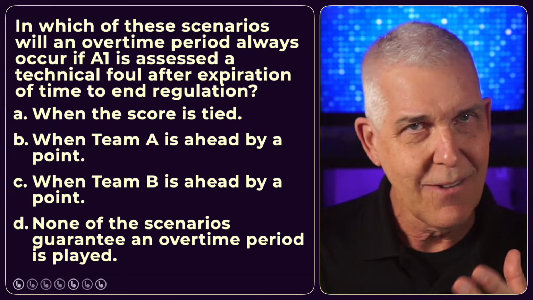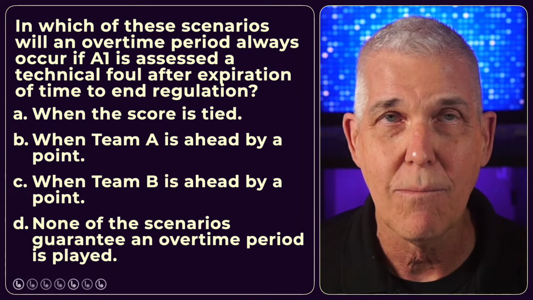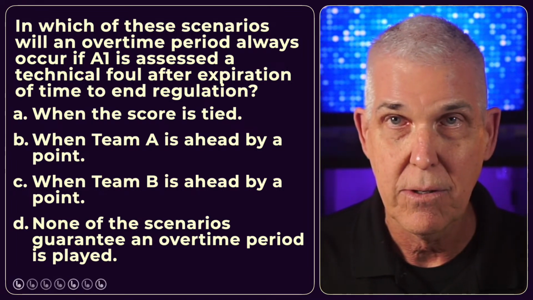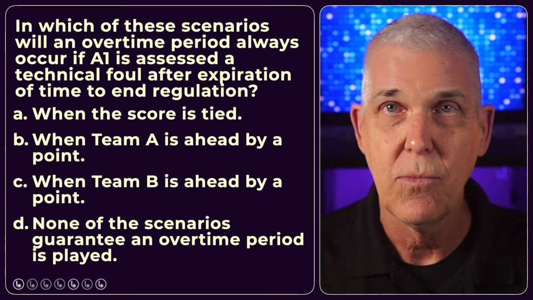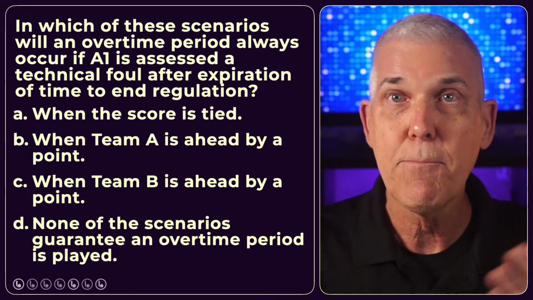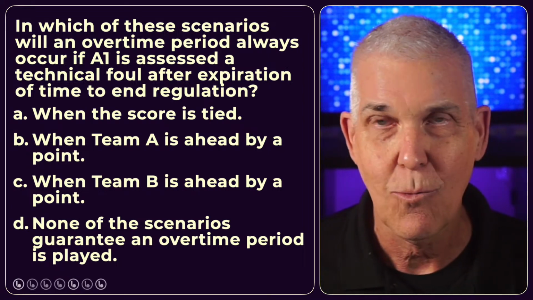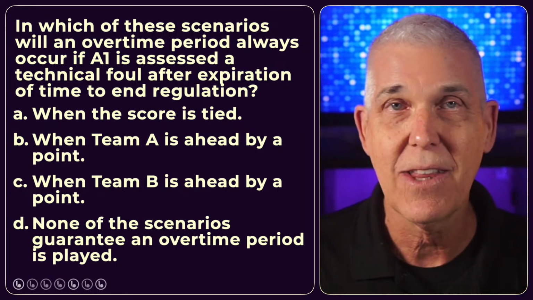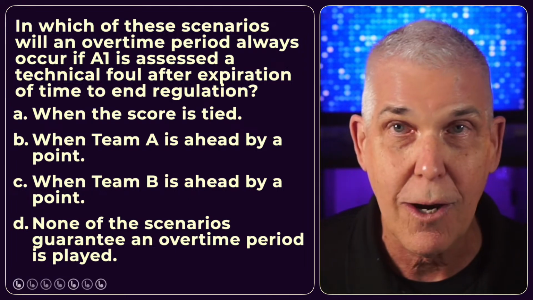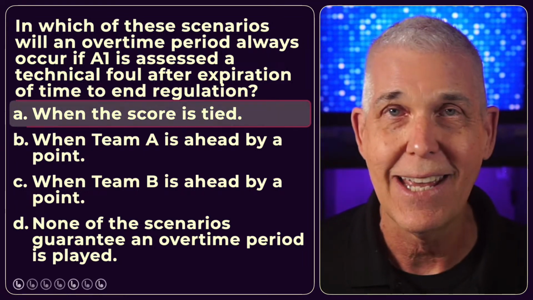Okay. Kind of a tricky situation. But if we are tied at the end of regulation, we are going to play overtime. No matter what happens, technical foul against him, fight breaks out, right? Anything, right? If it's tied at the end of regulation, we will play overtime. So our correct answer here, the long way around, is A.